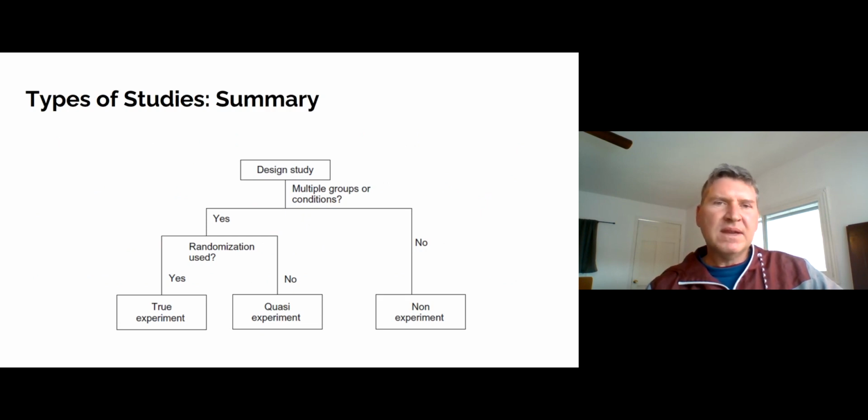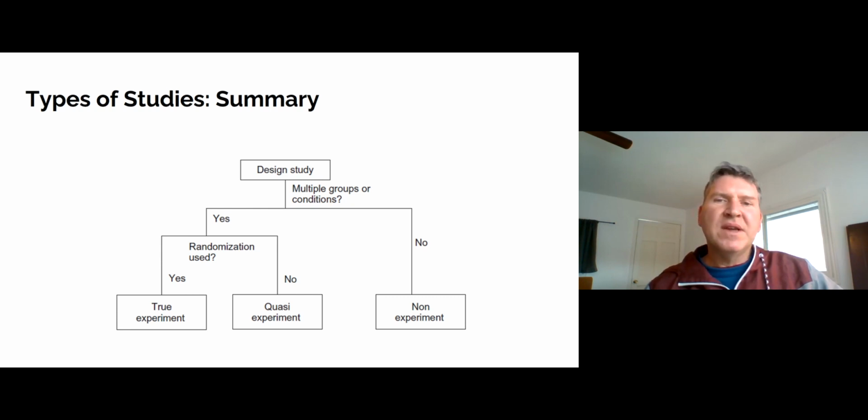So if we were going to look at a kind of a decision tree of different types of study designs, there could be multiple groups or conditions. If there are, meaning we're having multiple groups or multiple conditions, then we would look at following it to the left. In that case, we look at randomization of assignments. And if there is randomization of assignments, we go to the left, and that shows it's a true experiment. If there is not randomization in terms of assignment of treatments, then what we would have is a quasi-experiment.